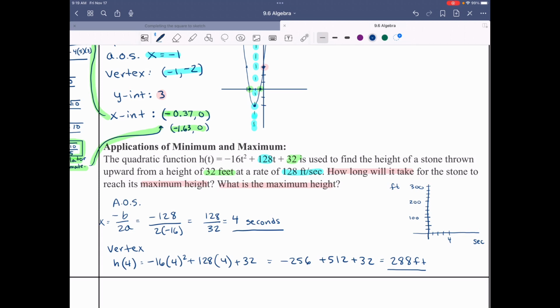At 4 seconds, we're at 288 feet. Our y-intercept is 32, so about here, because that's what you're throwing it from. You're throwing the stone upwards, and it will come back down here. 1, 2, 3, 4. Also 4 more, so at 8 seconds it'll be back at 32. And you could do some math to figure out the x-intercept to figure out when it lands on the ground.